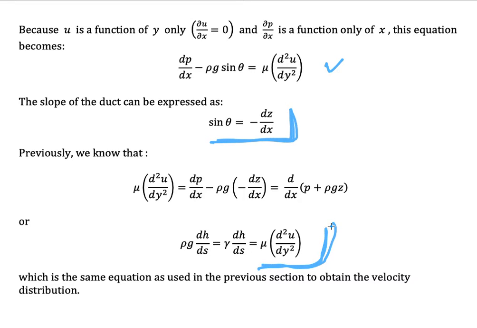Okay, so this equation is actually the same equation as used in the previous section to obtain the velocity distribution. And from here, we again start to integrate two times, and then we could solve the problem. So this is just to show the representative solution for the flow between two parallel plates derived directly from the Navier Stokes equation.